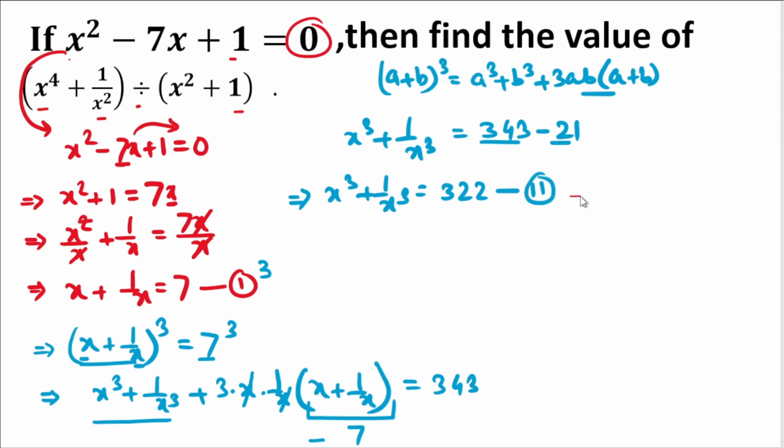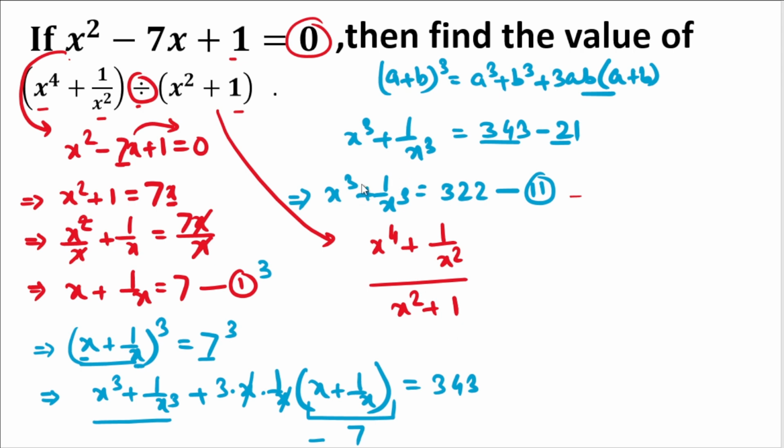Friends, hope till here everything is clear. Now we'll write this expression: x raised to the power 4 plus 1 by x square, divided by x square plus 1. Here the divided sign is given, so we'll write divided by x square plus 1. The main thing to note is that we have the value of x cube plus 1 over x cube. If we divide this term by x, and multiply x square by x, then we can get x cube. So here we will divide by 1 over x.